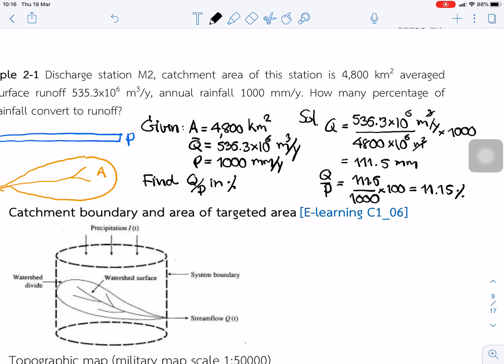Okay, so it means only 11% of the rainfall converts to runoff.